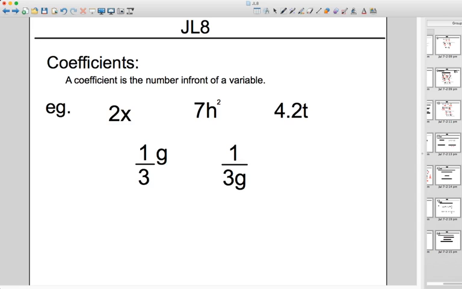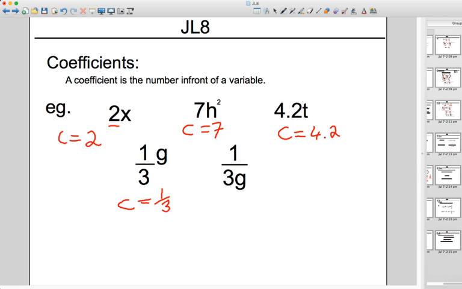Coefficient, this is the last one that I'm going to cover. A coefficient is the number in front of a variable. So 2x, the coefficient is 2, because it's the number in front of the x. In 7h squared, the coefficient is 7. 4.2t, the coefficient is 4.2. 1/3 g, the coefficient is 1/3.